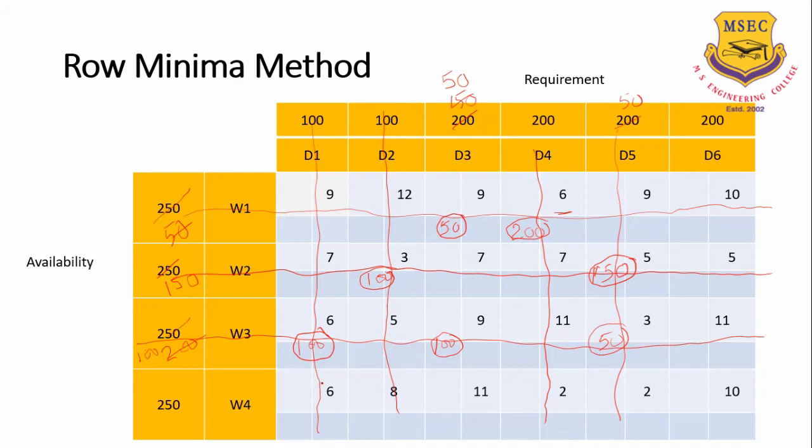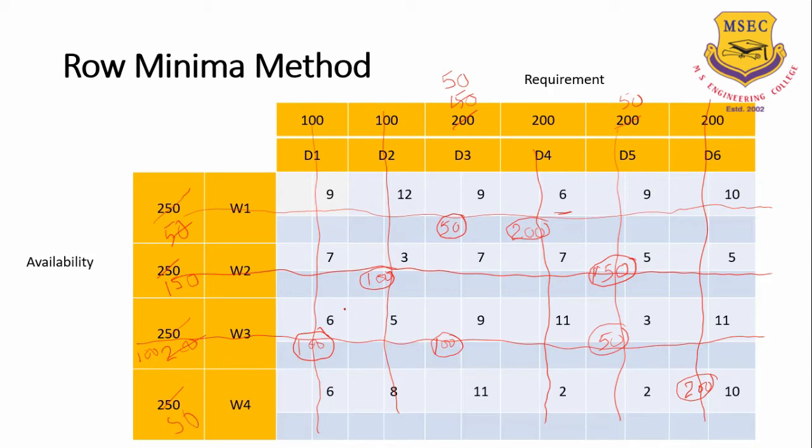Now the last row, if you look at W4, we are left with this particular 11 and then 10 here. So the row minimum is 10, so the requirement is 200 and the available is 250, therefore I can transport 200 units from W4 to D6, so that the entire requirement at D6 is satisfied, therefore I cancel that. So this 250 now reduces to 50.